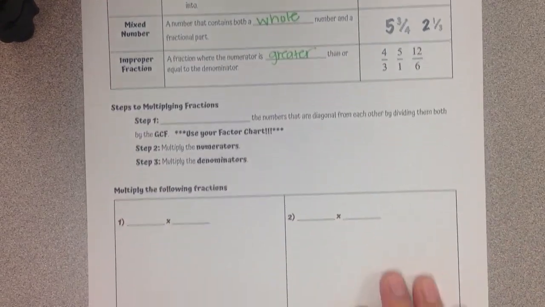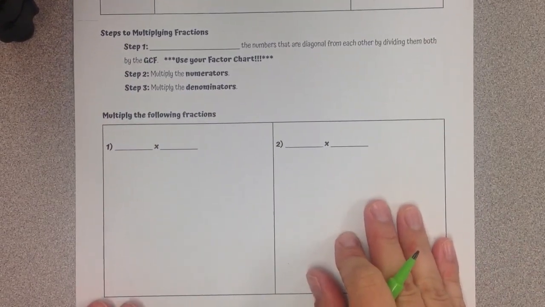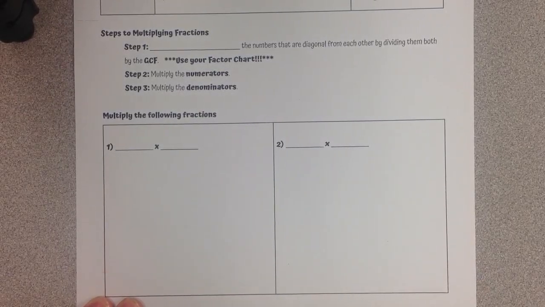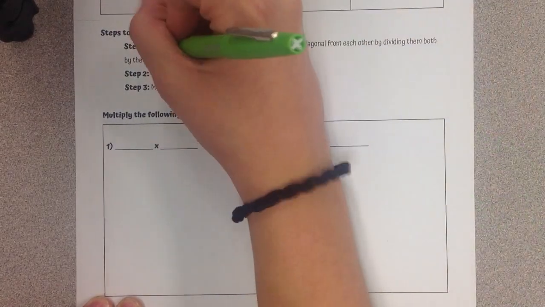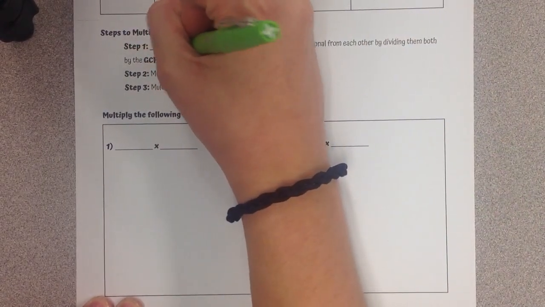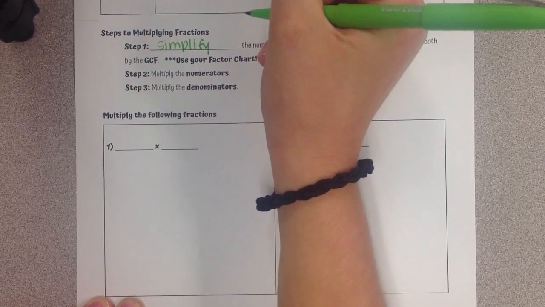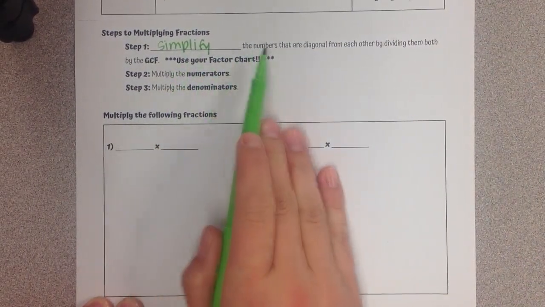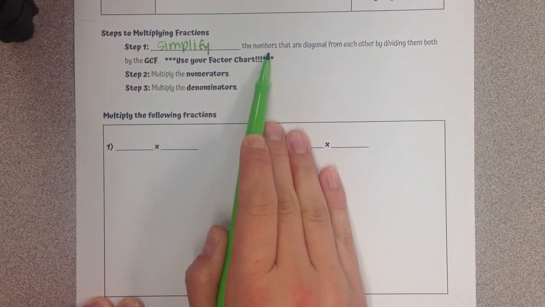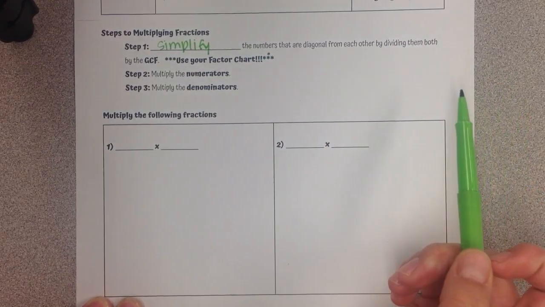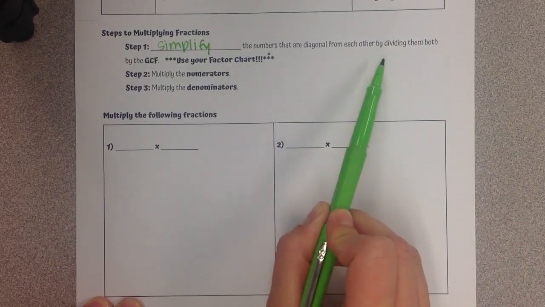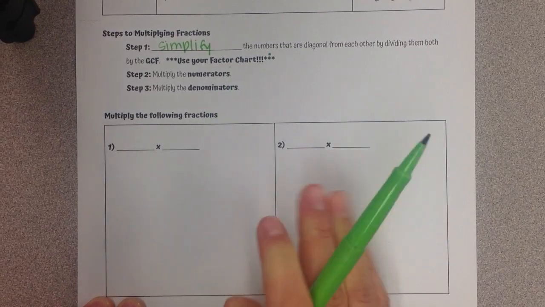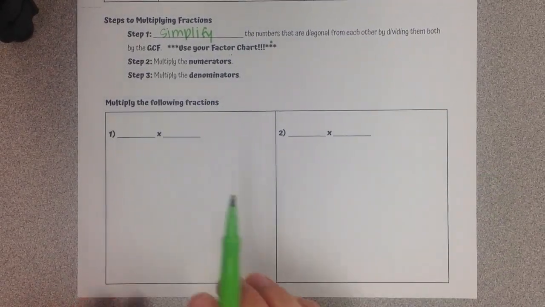Okay, so our steps for simplifying fractions are: step 1, simplify the numbers that are diagonal from each other. Okay, so in the past you may have learned to multiply first and then simplify. It's really important that you simplify the numbers before multiplying because it will make your life a lot easier. So I'll get more into how you do that in the first example, but you are always welcome to use your factor chart.